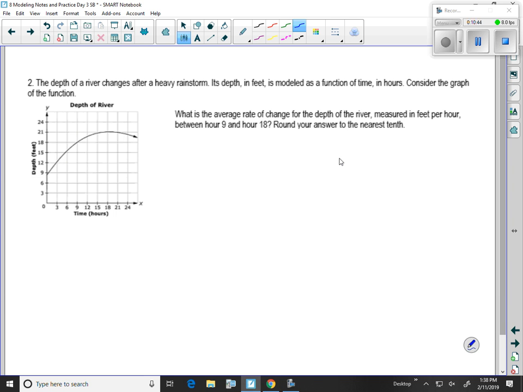Consider the graph. What is the average rate of change for the depth of the river measured in feet per hour between hour 9 and hour 18? What values did they give you? 9 and 18, x. What y corresponds to an x value of 9? 18. Okay. What about our y value for 18? 21. Okay. Now this is the section that we're looking at.